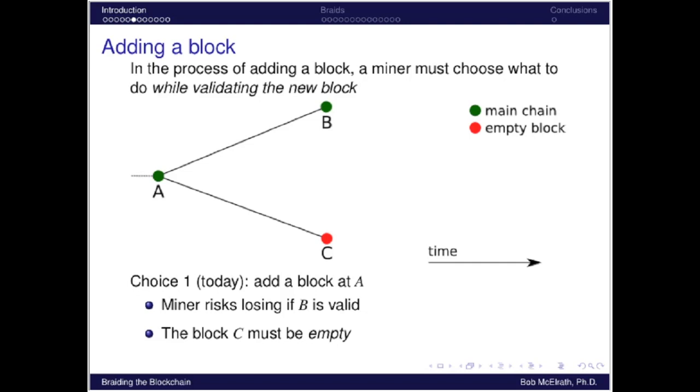So you have to basically take block C and mine an empty block. In other words, you're not going to be contributing to the transaction rate anymore because you don't know what's in B yet. And you don't want to have overlapping transactions with it because that would make your block invalid.